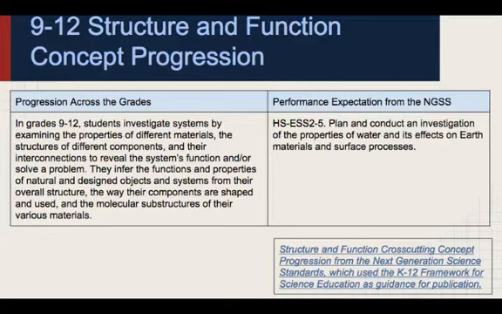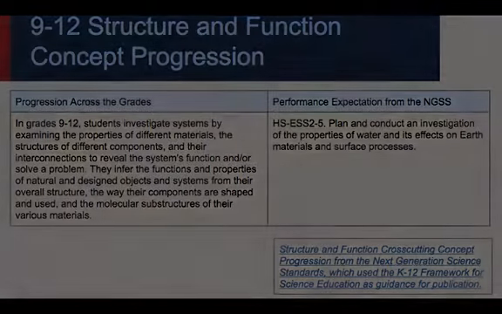In grades 9 through 12, students investigate systems by examining the properties of different materials, the structures of different components, and their interconnections to reveal the system's function and/or solve a problem. They infer the function and properties of natural and designed objects and systems from their overall structure, the way their components are shaped and used, and the molecular substructures of their various materials. They are to plan and conduct an investigation of the properties of water and its effects on earth materials and surface processes. The big ideas here are to further examine components of systems and materials, and look at the molecular level substructures that are involved.